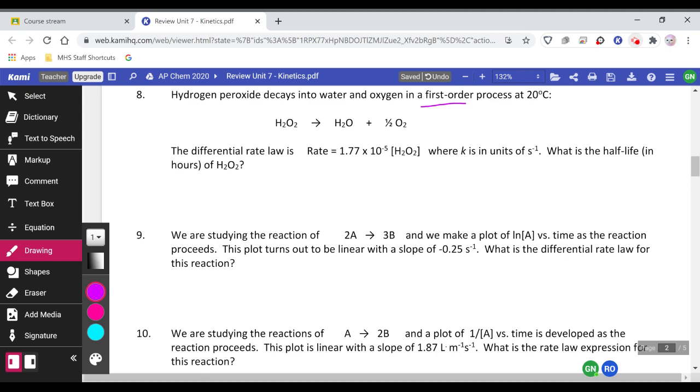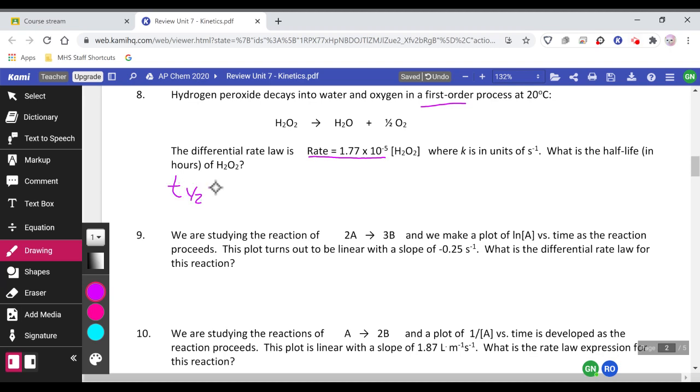At 20 degrees Celsius, okay, and there's our reaction. The differential rate law is rate equals 1.77 times 10 to the negative fifth times the concentration of H2O2, where k is in the unit of seconds to the minus 1. What's the half-life? Okay, and so what is the formula we need to calculate half-life for a first order reaction? That's the one we're familiar with, right?